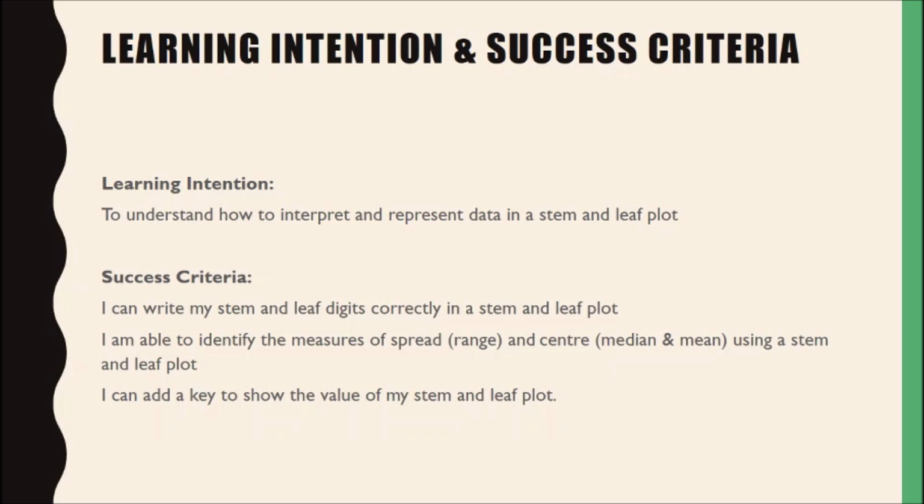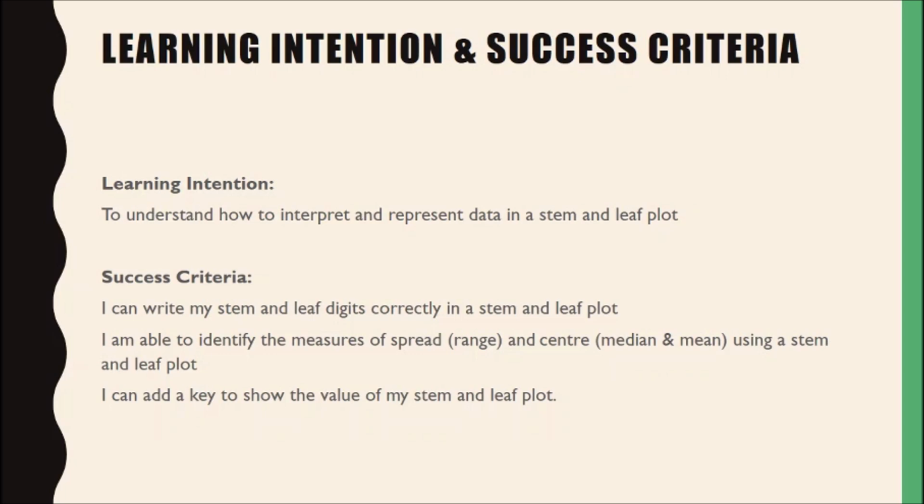Today's success criteria is that you can write your stem and leaf digits correctly in a stem and leaf plot. You are able to identify the measures of spread, which is your range, and your center, which is your median and mean, using a stem and leaf plot. The last thing you need to be able to do is add a key to show the value of your stem and leaf plot, which is a must for every single stem and leaf plot you create this whole term.